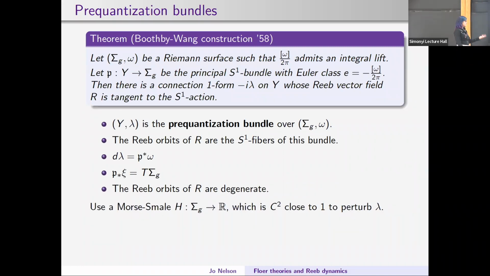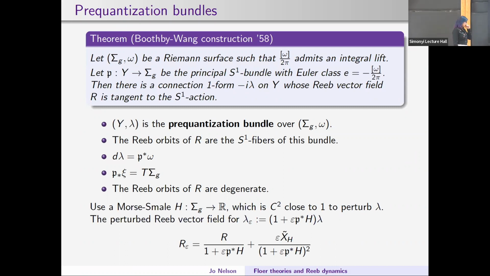And the idea is then like, okay, great, I understand the Reeb dynamics, which is helpful if I want to try to construct or compute some homology theory, but all the Reeb orbits are degenerate. And so the idea is that you can use a Morse-Smale perturbation on the base to perturb the contact form. And then you can write down the perturbed Reeb vector field. And what's nice about this perturbed Reeb vector field is that if you're at a critical point of H, this term here is going to go away.